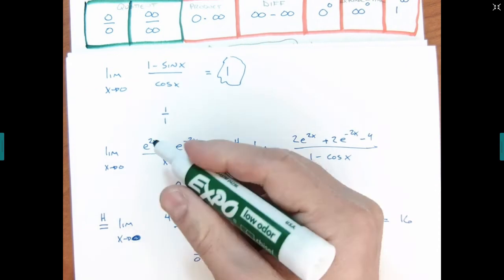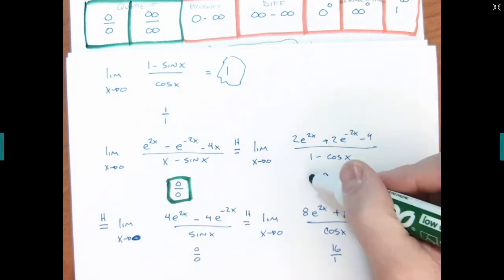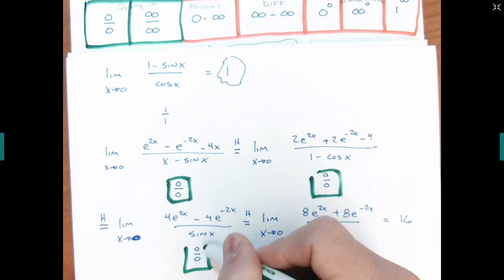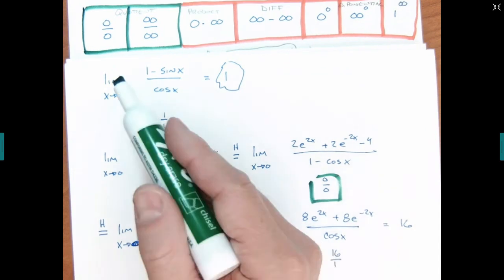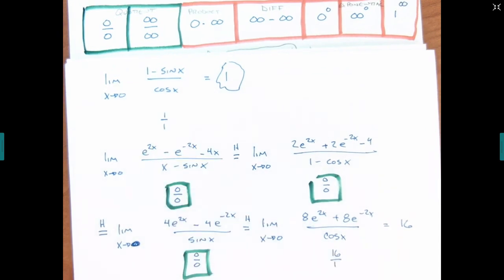Just a reminder, hopefully you like this technique of writing it below. It'll tell you what you're permitted to do. It'll also tell you when you're done. I'm not going to put a green box around this one because it's not that indeterminate form. But we will celebrate our answer. Looks like it's equal to 16.